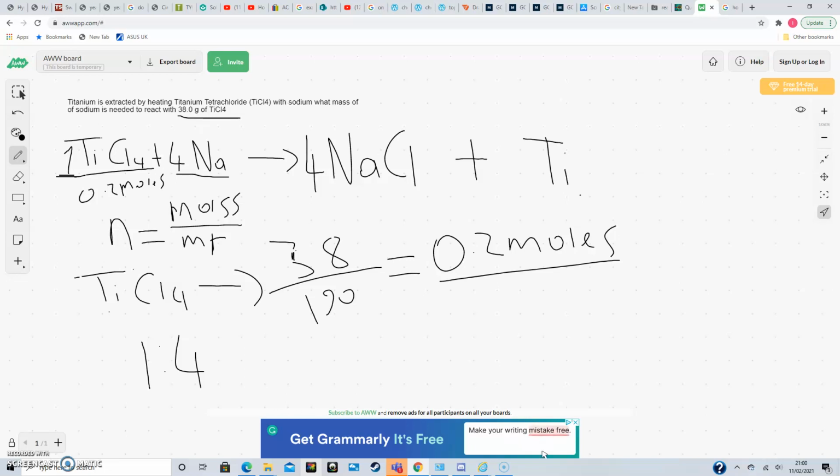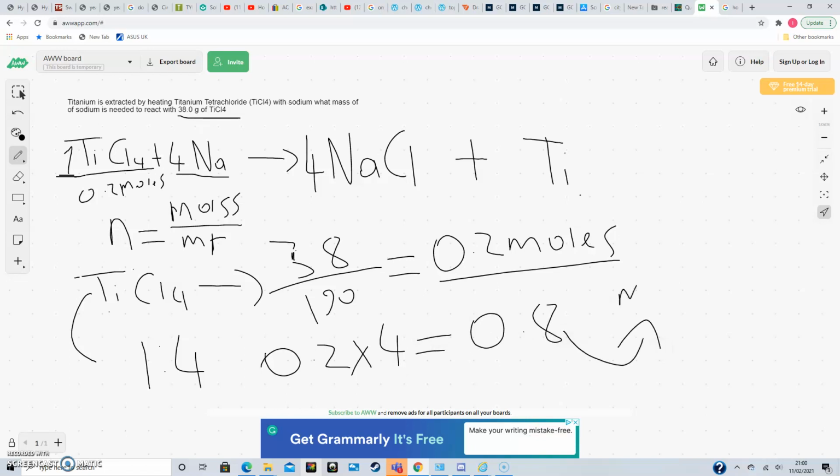So we've got titanium tetrachloride here. The moles is 0.2. Since it's a 1:4 ratio, it's 0.2 times 4 equals 0.8 moles of sodium. So the moles of sodium is 0.8.